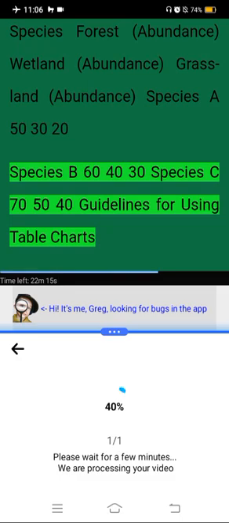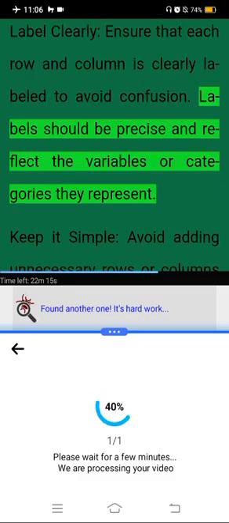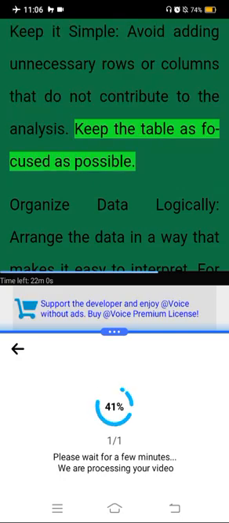Guidelines for using table charts. Label clearly. Ensure that each row and column is clearly labeled to avoid confusion. Labels should be precise and reflect the variables or categories they represent. Keep it simple. Avoid adding unnecessary rows or columns that do not contribute to the analysis. Keep the table as focused as possible.